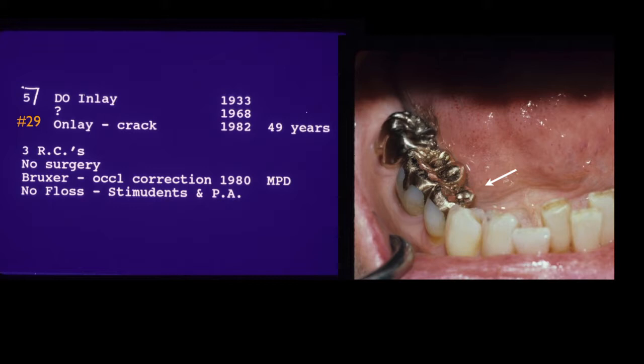There's an error on this slide. She only had 2 endodontic procedures. No surgery of any kind. She was a bruxer, required some occlusal correction in 1980. Never used dental floss, used Stimudents and a Perioaid for oral hygiene.